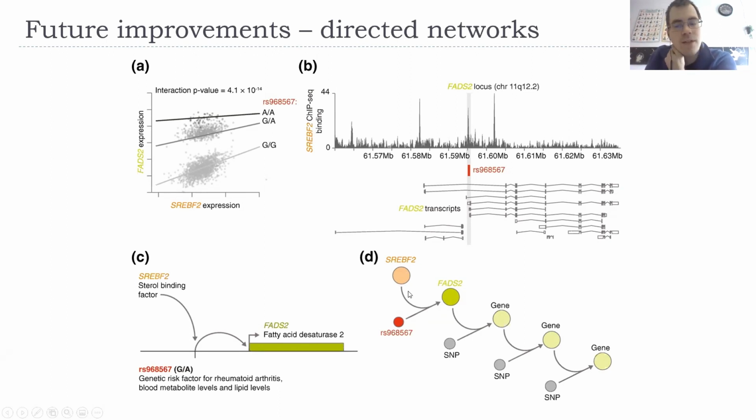So one of the projects that we're currently starting up is doing this at a larger scale. So hopefully we don't have to look simply at co-regulation in general, but can use these directed networks to make these predictions even better.